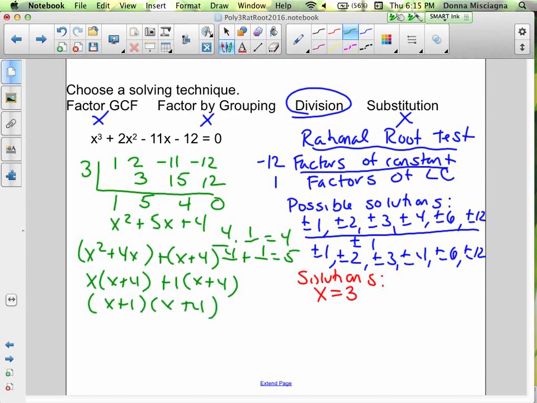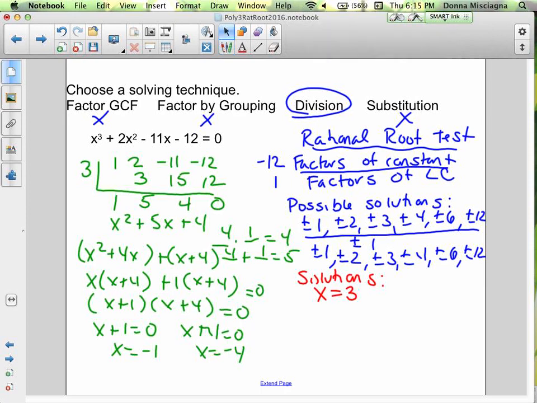Now, interestingly, my reasoning was correct in choosing something positive for my first number, but something negative would have worked as well because my other 2 solutions are both negative. This should be equal to 0. So x plus 1 equals 0, so x is negative 1, and x plus 4 equals 0, so x is negative 4. It's a good thing I didn't choose positive 1 or positive 4, because that wouldn't have worked out at all. The other 2 were negative.